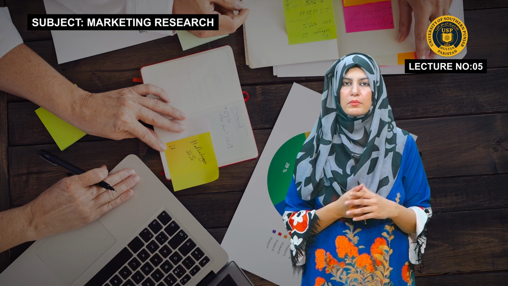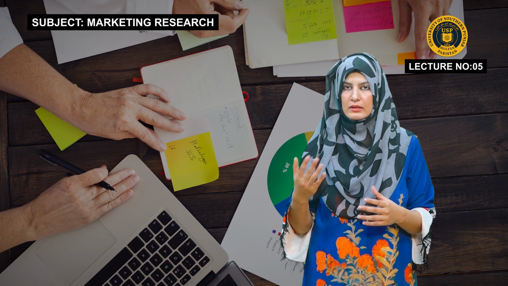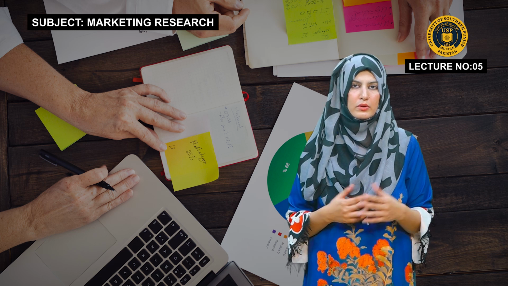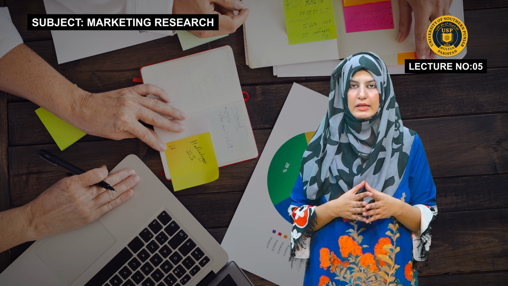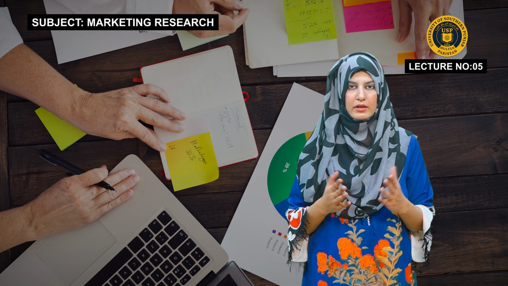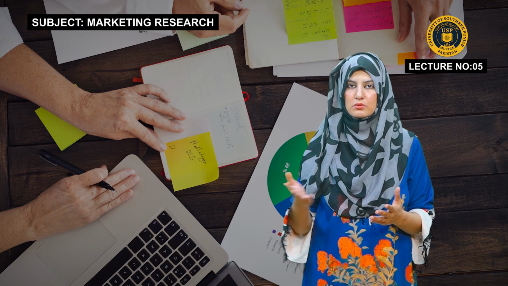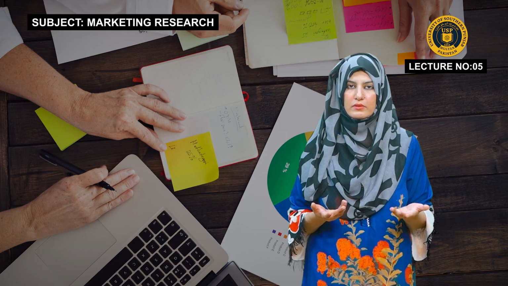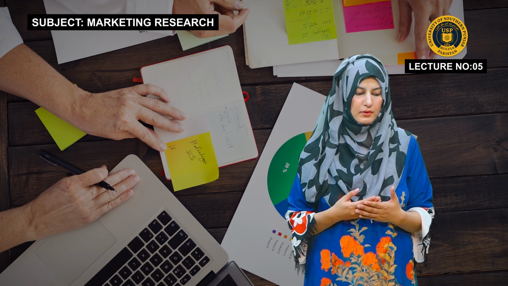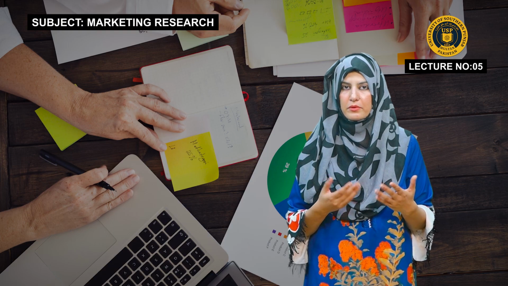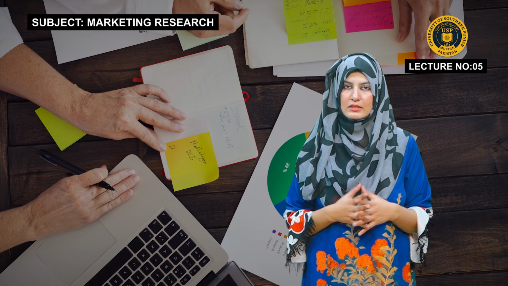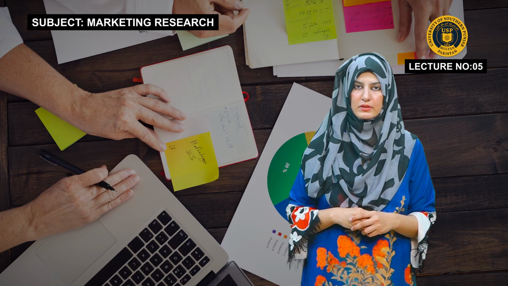How often do you buy groceries online: daily, weekly, monthly, or never? Or you can ask what is your age group: under 18, 18 to 25, 25 to 34, and so on. Or you can ask how satisfied you are with the service. The choices can be very satisfied, satisfied, neutral, unsatisfied, or very unsatisfied.